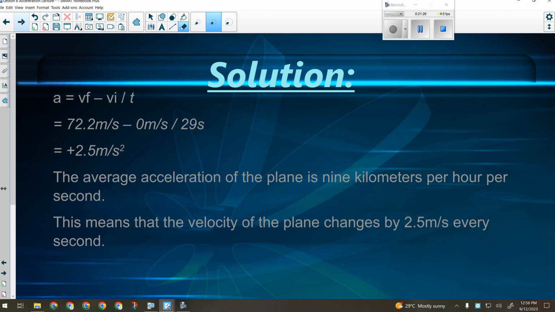So that's the work we just did there. We get positive 2.5 meters per second squared. So what that means is every second that plane is going how much faster? Somebody said it. 2.5 meters per second. Every second that plane is going to be going 2.5 meters per second faster than it was the second before.